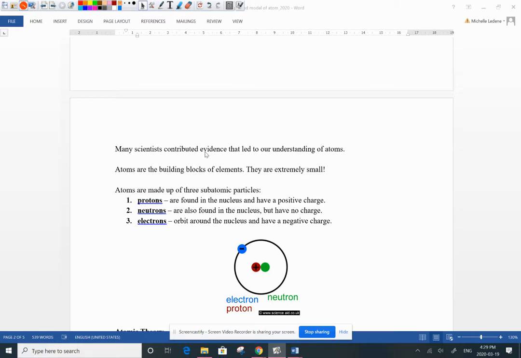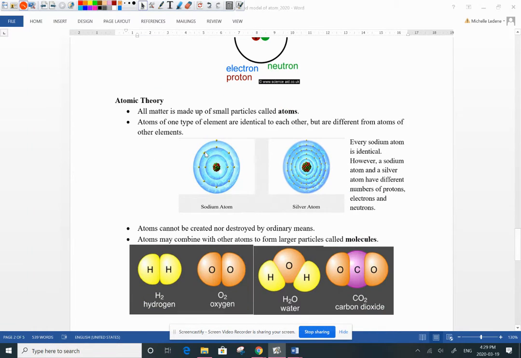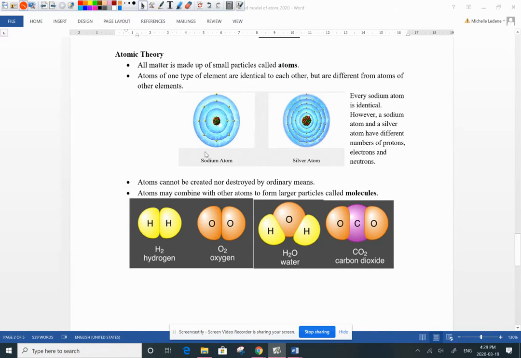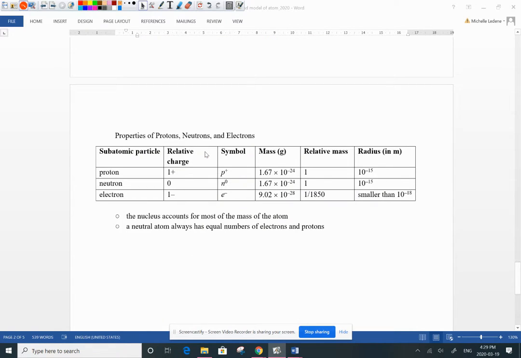So protons are positive, they're found inside the nucleus. Neutrons are in the nucleus, but they have no charge. Electrons are outside of the nucleus, they're orbiting outside, and they have a negative charge. And then you can read about the atomic theory. Everything's made of atoms. Atoms are different from one another. You can't destroy or create atoms, and atoms can combine to make molecules. Okay, and then read this little chart that shows the different properties of protons, neutrons, and electrons.